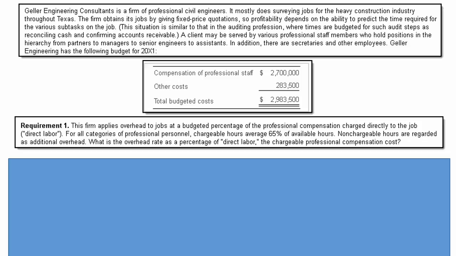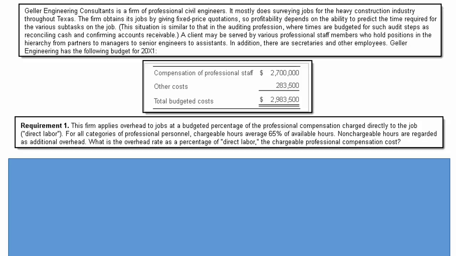Geller Engineering has the following budget for 2000X1, and you see the budget in front of you. Compensation of professional staff is $2,700,000. Other costs $283,500. So the total budgeted cost is $2,983,500. All right, so let's explore the first requirement.